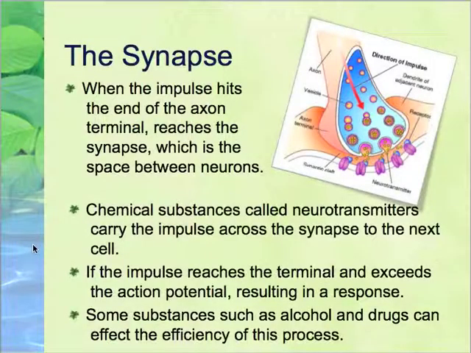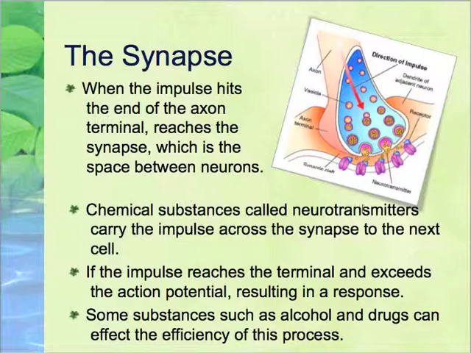Now, when the impulse hits the axon terminal, it reaches what's called a synapse, which is basically a space between nerves or nerves in a cell. Chemical substances called neurotransmitters will carry that impulse across the synapse to the next cell. Then we have receptors that take those neurotransmitters and go, oh, wait a minute, I'm receiving an impulse, I better do my thing. If the impulse reaches the terminal, then it exceeds what's called the action potential, resulting in the response happening. So these neurotransmitters go and activate sensors on the outside of muscle cells that tell the muscle to contract or relax or whatever it is that it's trying to do.